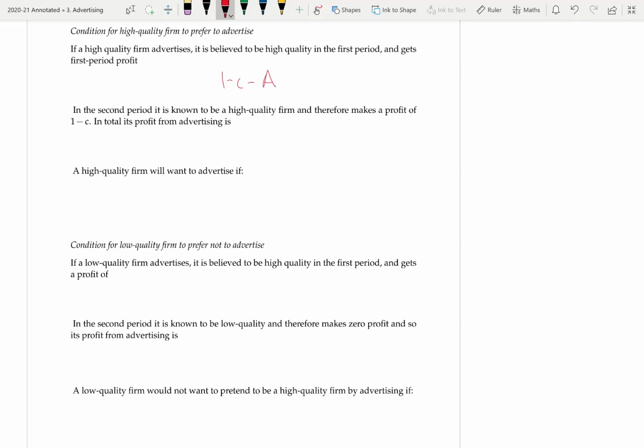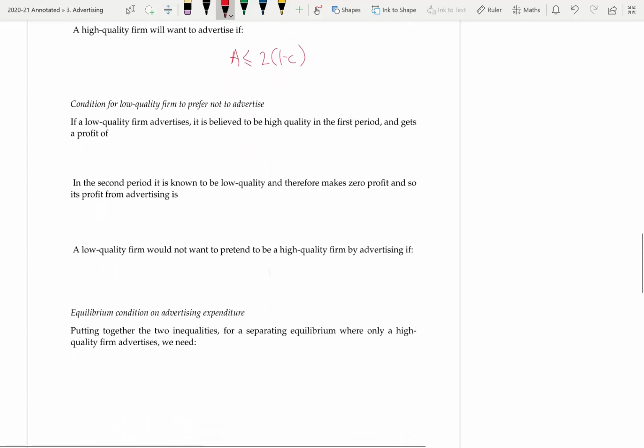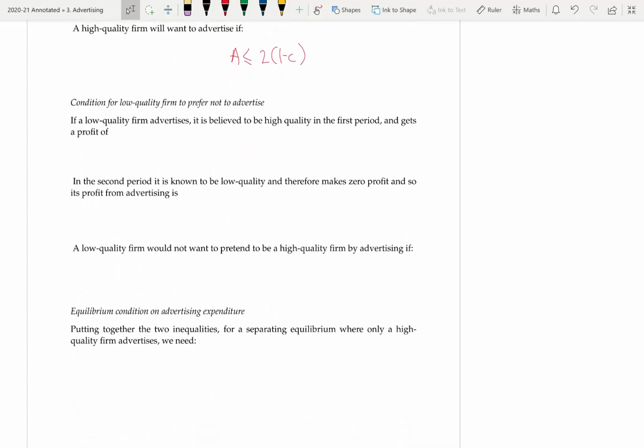In the second period, it is known to be a high quality firm and therefore makes a profit of 1 minus C. So in total, its profit from advertising is going to be 2 times (1 minus C) minus the cost of advertising A. So a high quality firm will want to advertise so long as this quantity is greater than or equal to 0. Remember, a firm that does not advertise is believed to be low quality, so consumers do not purchase the good in either period. So when is that profit greater than or equal to 0? It's just when A is less than or equal to 2 times (1 minus C). So that's the condition for a high quality firm to want to advertise.